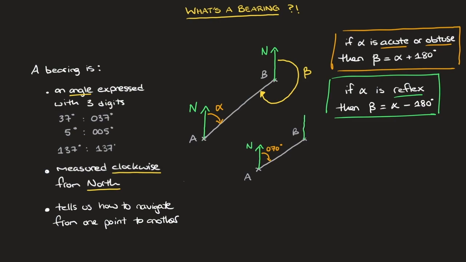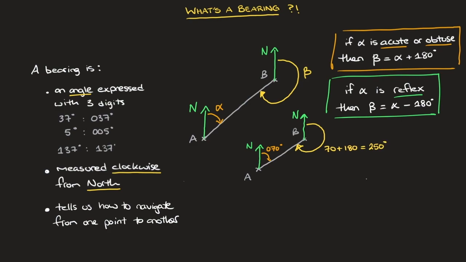I'll draw my northern line at point B, so that's my vertical line going upwards at point B. The bearing of point A from point B is this angle right here, and because the bearing of point B from point A is 70 degrees, we use this formula here to state that this yellow bearing is 70 plus 180, and that's equal to 250 degrees.